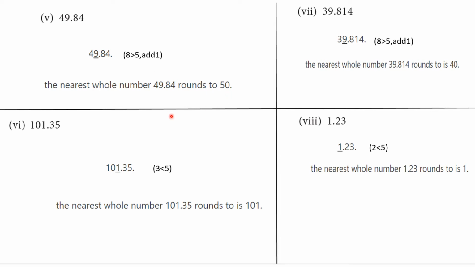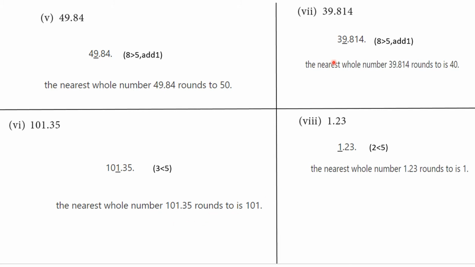Next 101.35. Here the underlined digit is 1. The digit next to the underlined digit is 3. 3 is less than 5. Therefore the underlined digit remains the same. Therefore, the nearest whole number 101.35 rounds to 101.